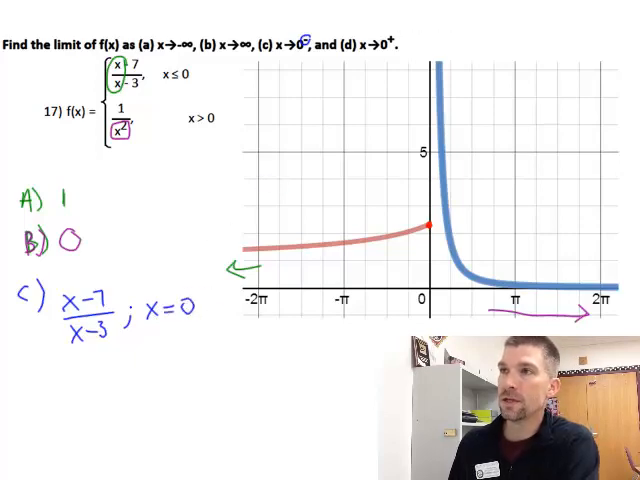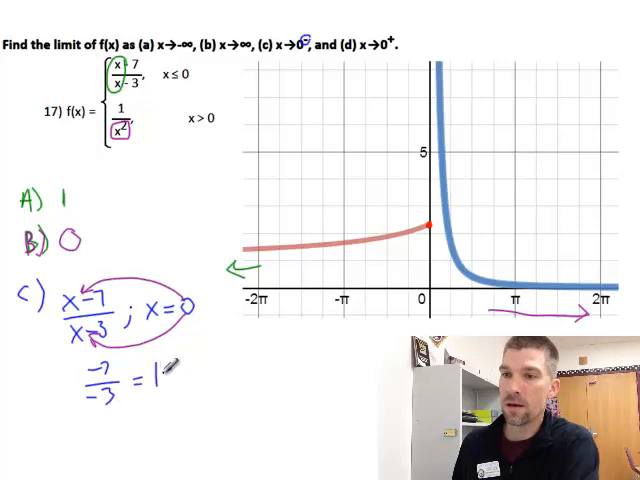Well, take the 0 and put it in for x. And as long as we don't get an undefined statement, that is what our limit will be. So when I do this, I end up with negative 7 over negative 3. And that is my limit as x approaches 0 from the left of f of x.